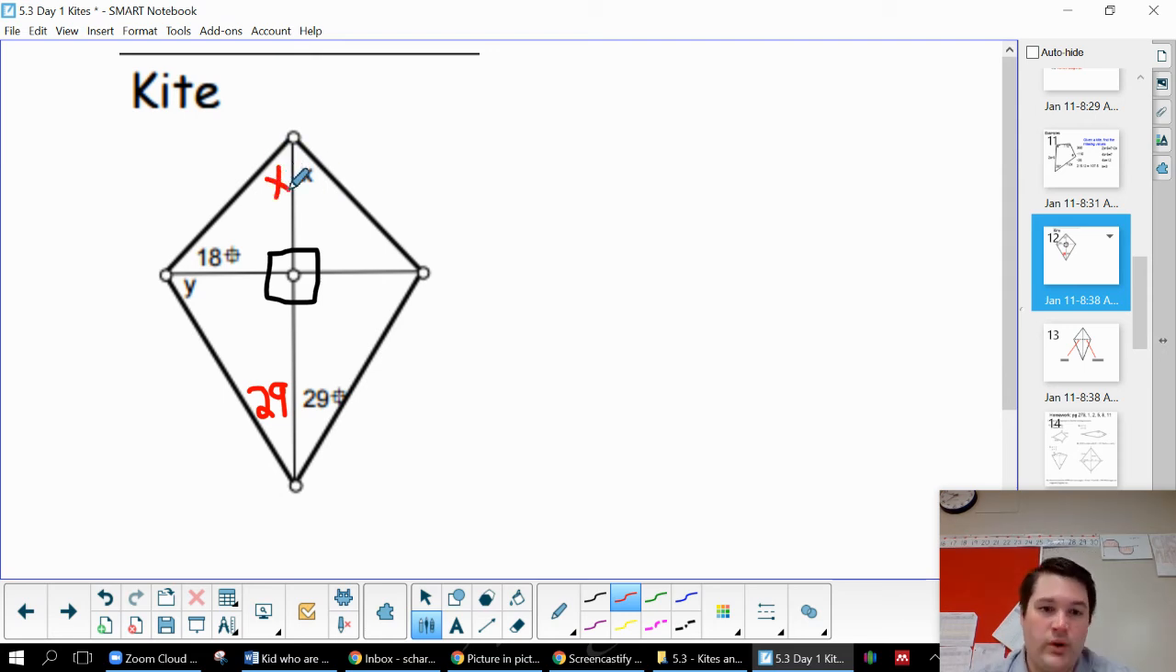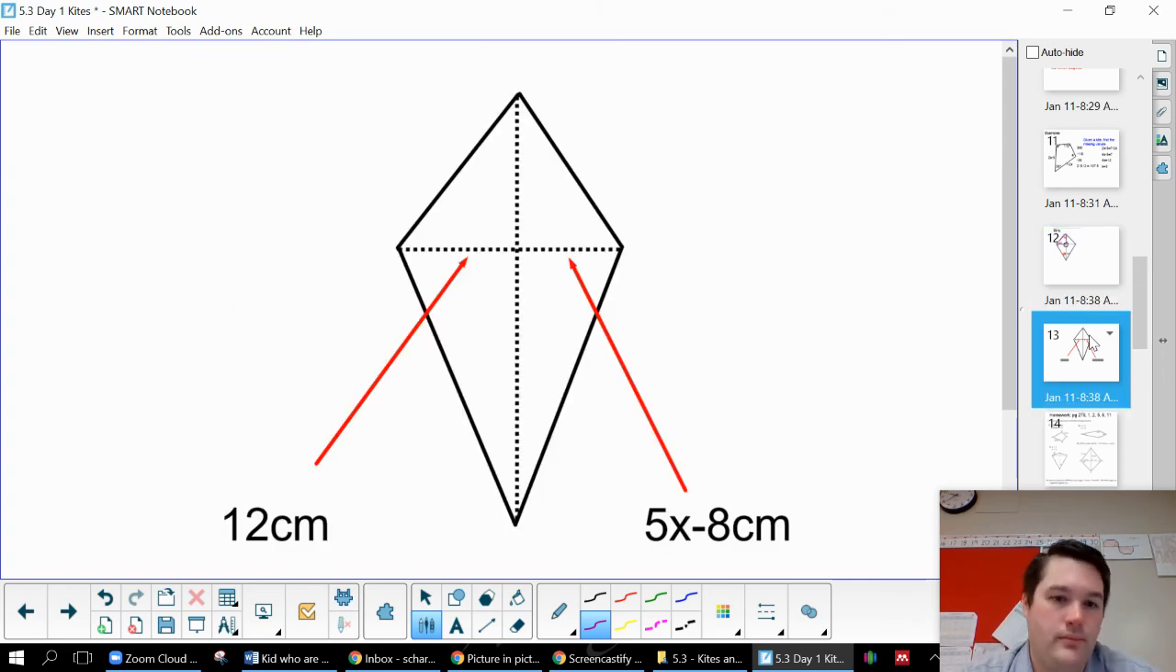And now I can actually just work on the sides that are a little bit easier. If I come up here, I've got 18, 90, and then what's left for X? I can just subtract 180 minus 90 minus 18. I believe that is 72. Down here, I've got 29, 90, and Y. So I just go in here and say, okay, 180 minus 90 minus 29, 61. So Y has to be 61.